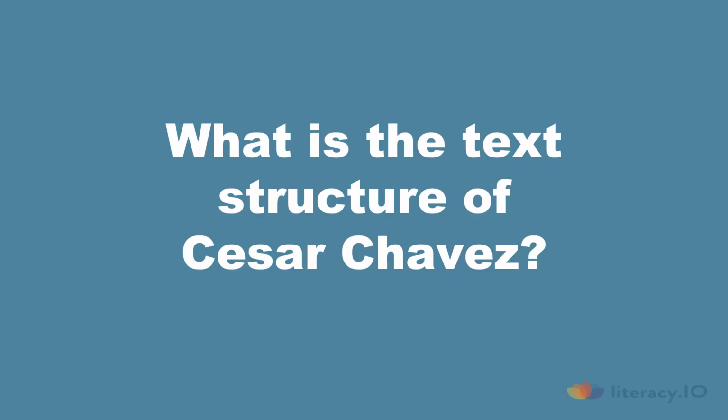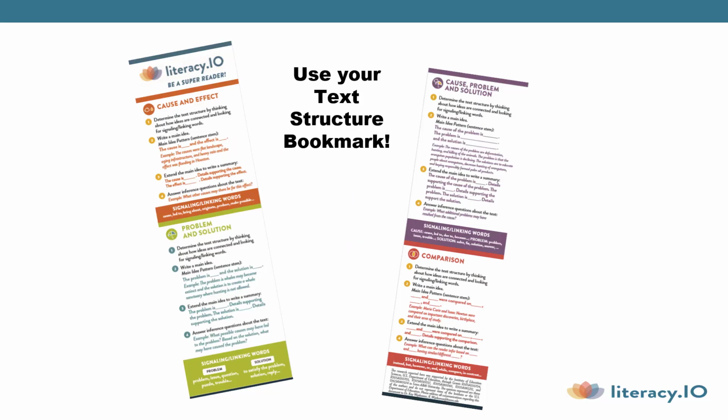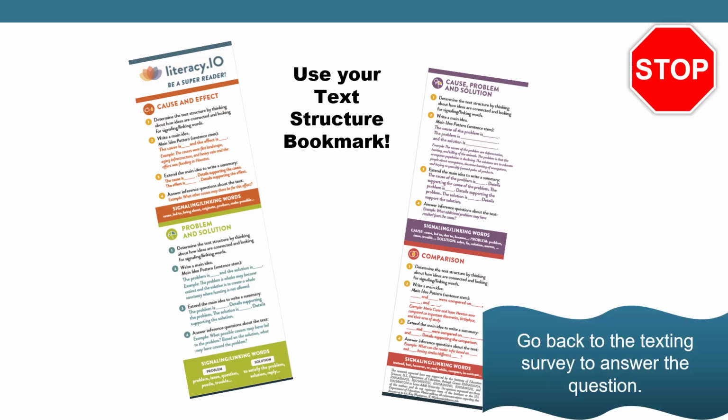Okay, comprehension detectives, it's time for us to think about the text structure of Cesar Chavez. So here are some of the things I heard. It was unjust. The workers were having difficulties. But Chavez was able to win for them. He achieved. What do you think the text structure might be? Go ahead and use your text structure bookmark. When you're ready, pause your video and go back to the texting survey to answer the question.